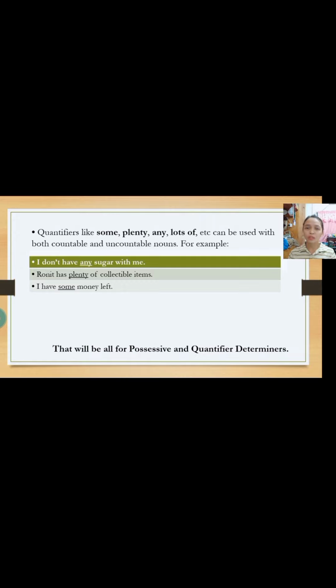And to sum it up, quantifier determiner consists of countable nouns, uncountable nouns, and both countable and uncountable nouns. When we say both countable and uncountable nouns, it means that a certain word or words belongs to both. It can be considered as countable or uncountable nouns. So that will be all for the possessive and quantifier determiners.